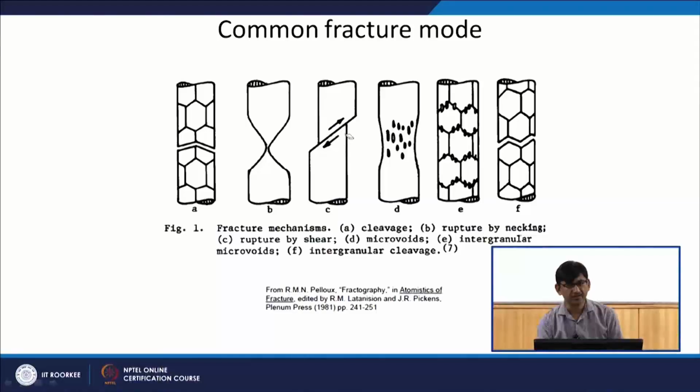Then this is rupture by shear process, under plastic deformation again. Then there is micro void coalescence, which we will see when we discuss ductile fracture. Then there can be voids on the grain boundary, so it is intergranular micro voids or intergranular cleavage. In this case the crack is going through the grain boundary, whereas in the earlier case the crack was going through the grains. So, the crack can also go through the grain boundary, and then it will be intergranular cleavage.